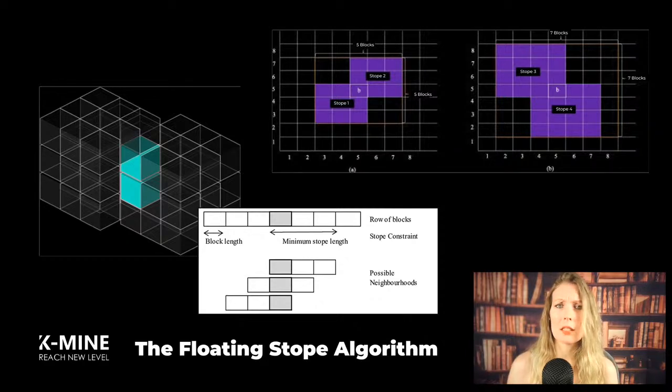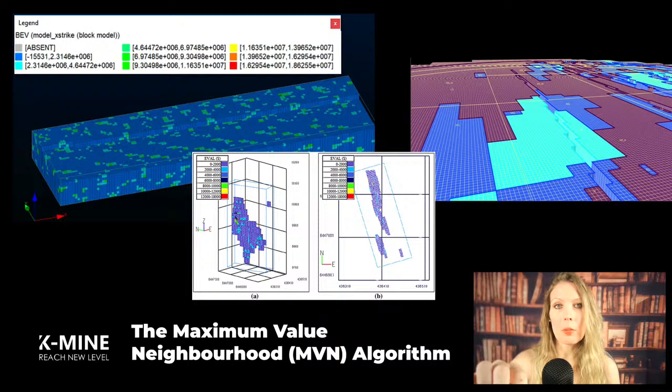Despite its simplicity, this algorithm has several limitations. For example, it does not account for geomechanical constraints, which can result in overlapping stopes where adjacent blocks share high-grade ore. Additionally, it requires manual adjustments by engineers, and it does not always generate stope geometries that align with real mining conditions. The other algorithm is the maximum value neighborhood algorithm, or MVN algorithm. This algorithm was developed to optimize stope boundaries while considering their economic value.